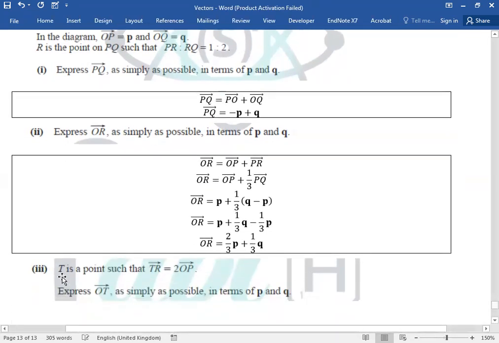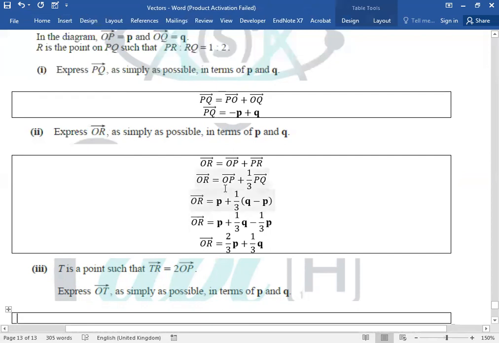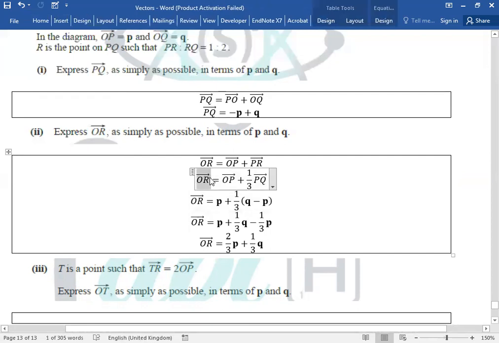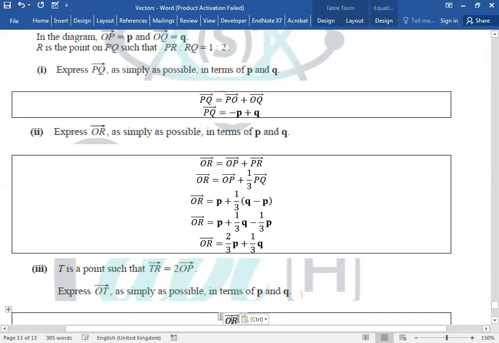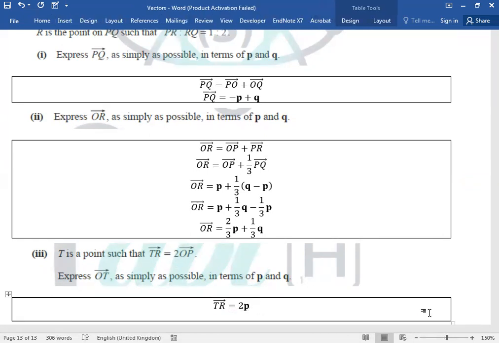Now the question is saying part 3 saying T is a point such that TR is 2 times OP. So do I know it in terms of P and Q? So TR is 2 times OP. Do I know OP? P और Q के terms में मुझे OP पता है. What is that? P है. Can I say it is 2p? TR is 2p. That is what the question is saying. So I already know a vector TR in terms of p.